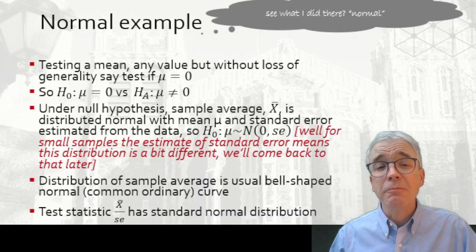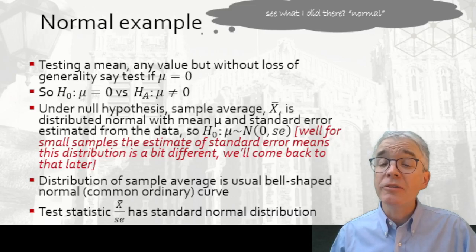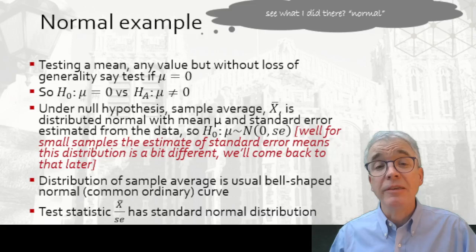So let's take a normal example. Often we form a hypothesis test about a mean. Although we can test any value of the mean without loss of generality, we'll often test against the null hypothesis that the mean is 0. Commonly, the null hypothesis is, well, there's nothing there. We would say the null hypothesis is the mean is 0. H naught is the value mu equals 0 versus HA, the alternative hypothesis, mu is not 0.